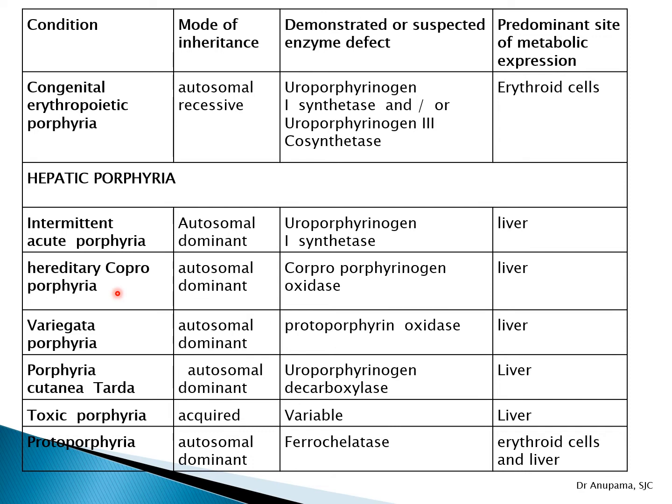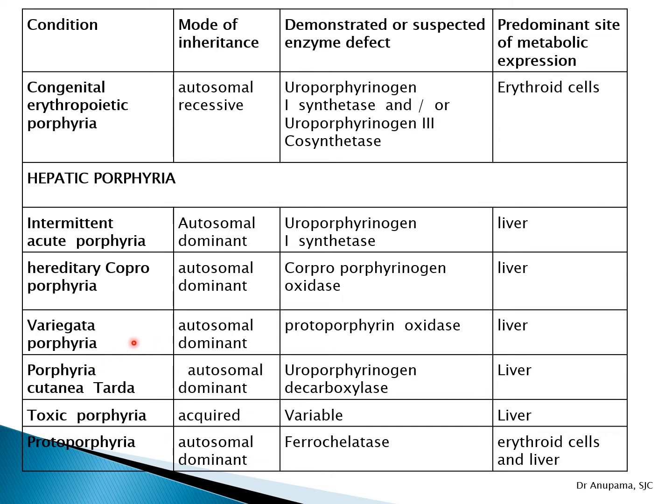Again, you have several types under this. We have intermittent acute porphyria, an autosomal dominant disease which is because of the increased expression of uroporphyrinogen 1 synthetase. Then we have hereditary coproporphyria, which is an autosomal dominant disease, and the enzyme that is responsible is coproporphyrinogen oxidase, which is found in the liver.